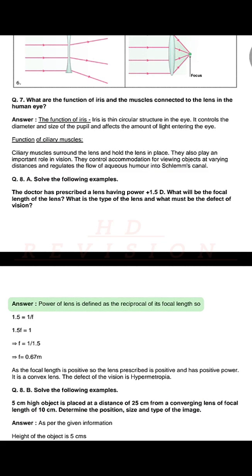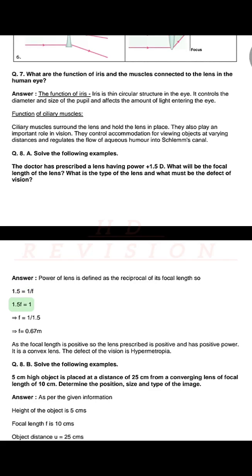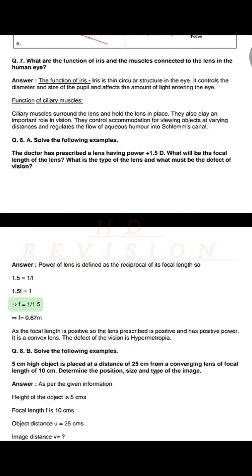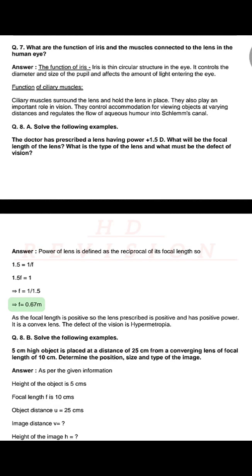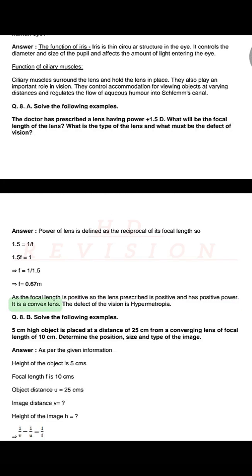Answer. Power of a lens is defined as the reciprocal of its focal length, so P = 1/f. 1.5 = 1/f. 1.5 f = 1. f = 1/1.5. f = 0.67 meters. As the focal length is positive, the lens prescribed is positive and has positive power. It is a convex lens. The defect of the vision is hypermetropia.